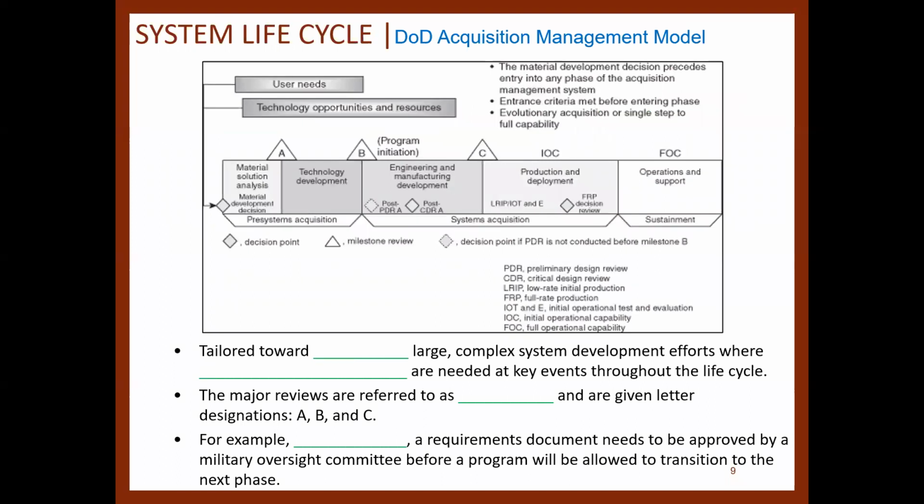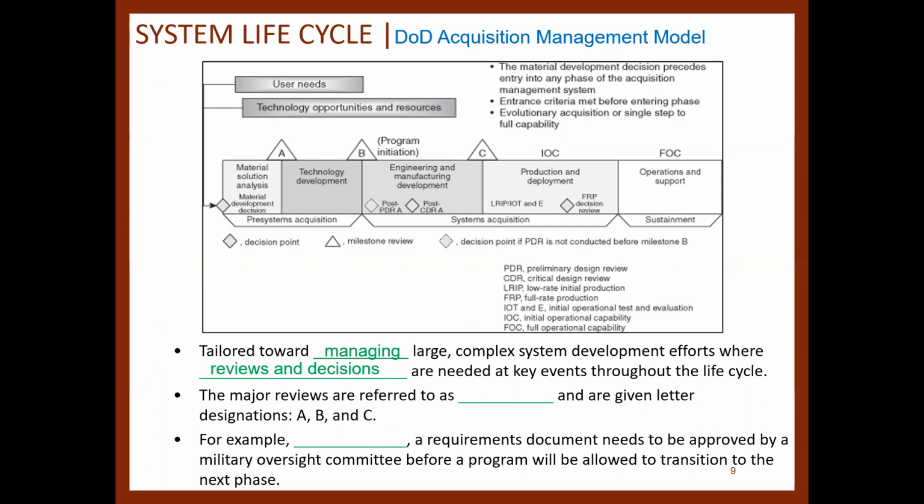So the DoD Acquisition Management Model is displayed here as an example in this figure. And this is tailored toward managing large, complex system development efforts where reviews and decisions are needed at key events throughout the life cycle. So you can see in the figure that there are different shapes representing different things. If you look at the shape of a diamond, that is representing a decision point. We have a triangle representing a milestone review. And we have the dotted line diamond, which represents a decision point if PDR is not conducted before the milestone. PDR is a preliminary design review.